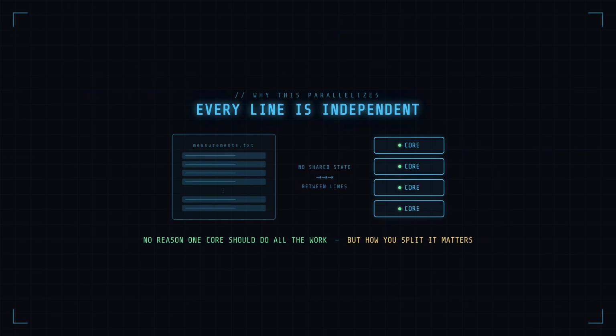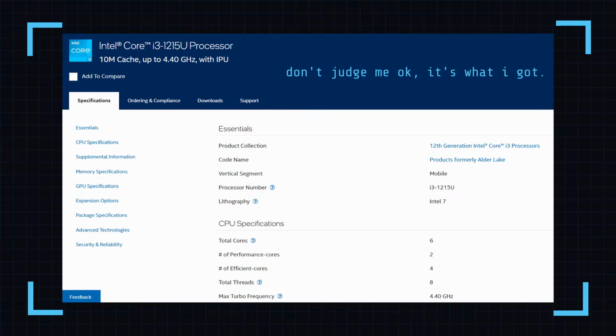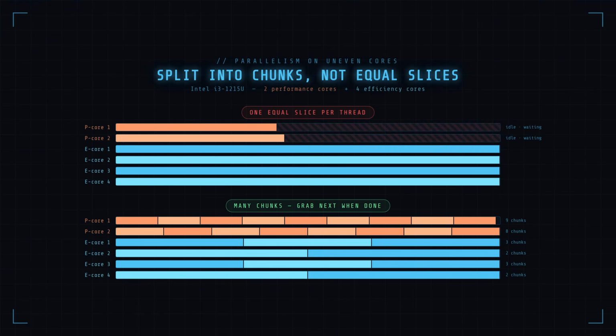The file is independent line by line, so there's no reason why one core should do all of the work. But the important detail is how the work was split up. So my laptop has an Intel i3-1215U, which is not 8 equal cores. It has 2 faster performance cores and then 4 slower efficiency cores. If I gave each thread 1 equal slice of the file, the performance cores would finish early and sit there waiting for the efficiency cores.